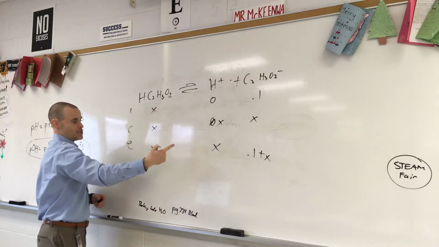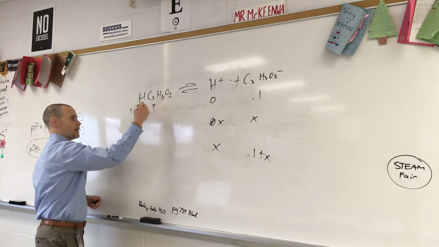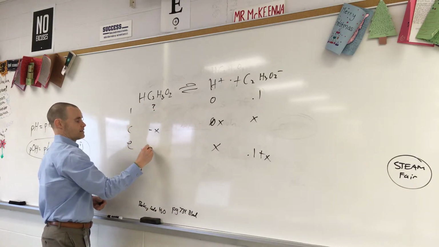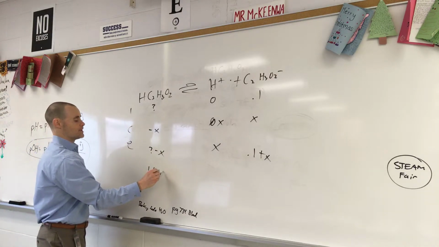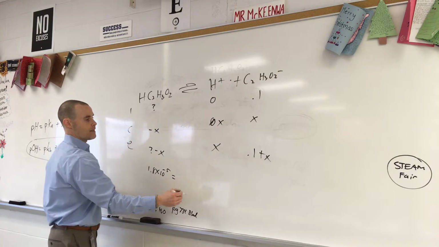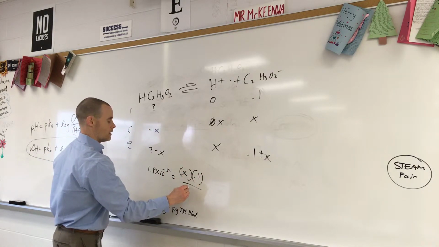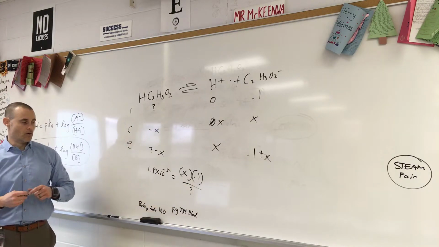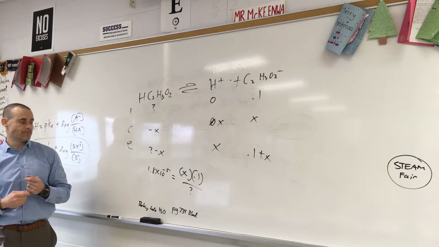Because there has to be a change, so maybe we should do it this way. If this is, we don't know that, and this is minus x, and this is question mark minus x. This is just how I do it. So 1.8 times 10 to the negative 5 would be the Ka, is equal to x times 0.1 over question mark, right? So what do we do? Multiply by question mark.